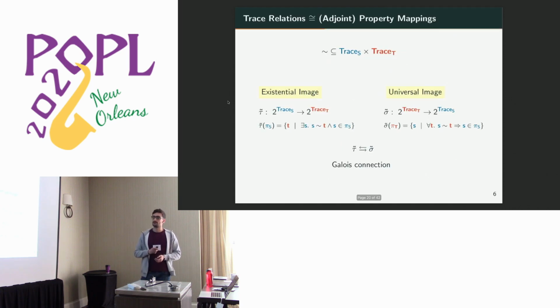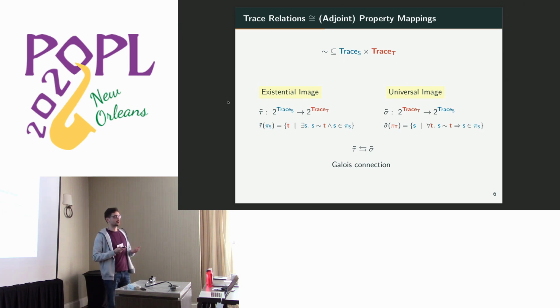We will use a bit of math, and the idea is easy. Whenever you have a trace relation, you have two very special mappings between properties that sometimes in literature are called the existential image of the relation and the universal image of the relation. Now the definition is on the slide, but I don't really want you to remember this definition. What I want you to remember is that they are very special in the sense that they form a Galois connection between properties of the source and properties of the target.